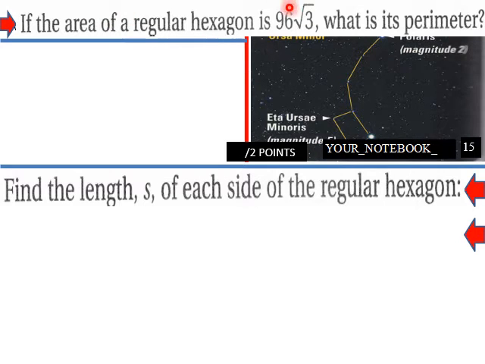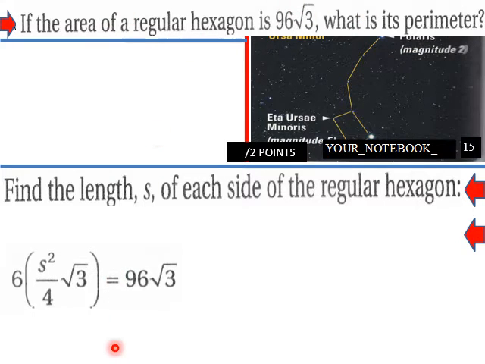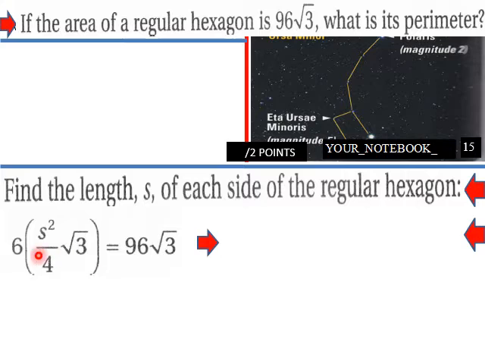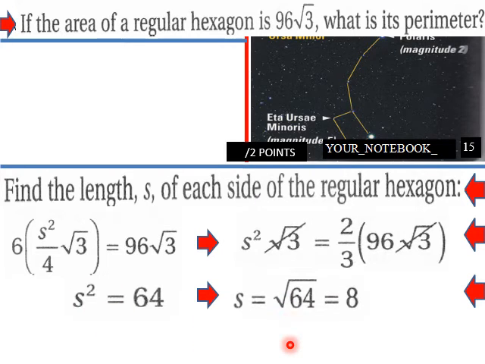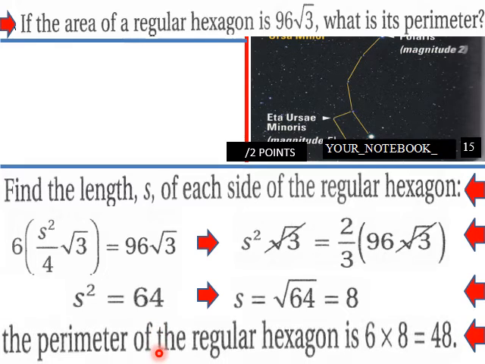If the area of a regular hexagon is 96 times square root of 3, what is its perimeter? So we have this situation here equals 96 square root of 3. We're going to solve here for s. We need to know the side length. S squared equals 64, so s would equal 8. So the perimeter of the regular hexagon would be 48.